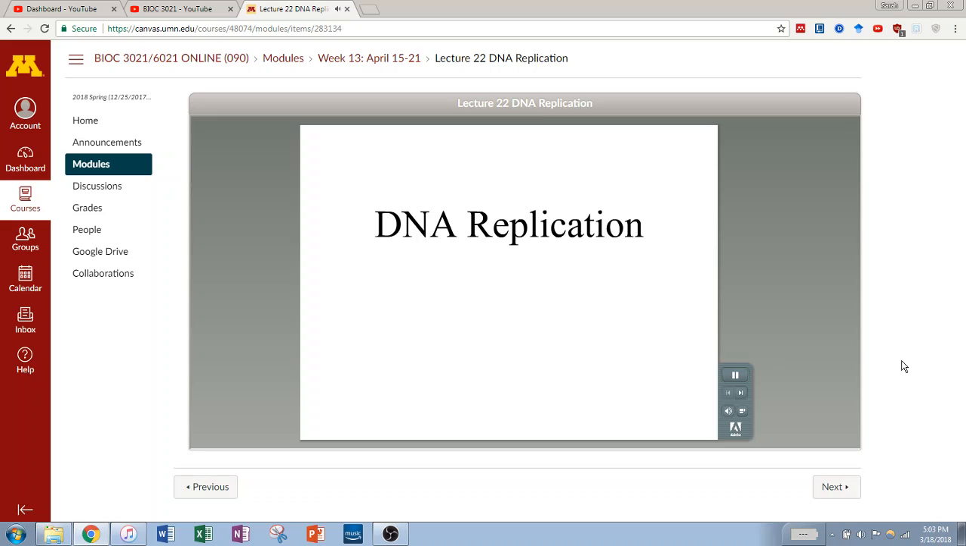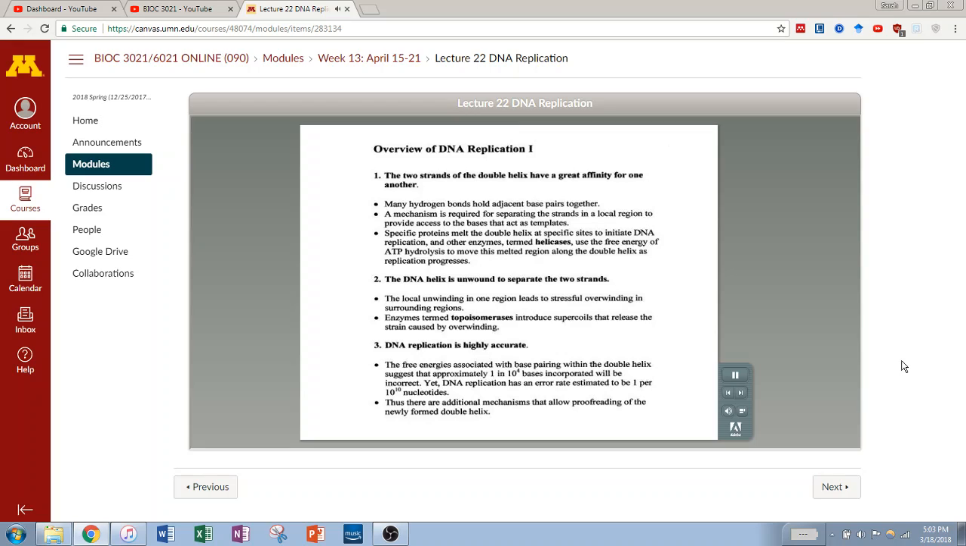In this lecture, we consider DNA replication, the copying of a parental copy of DNA to produce two copies of progeny DNA. The basic themes in DNA replication are the two strands of the double helix have a great affinity for one another. The strands are intertwined and in addition are held together by hydrogen bonding between base pairs. The double helix is also stabilized by aromatic stacking of successive bases.